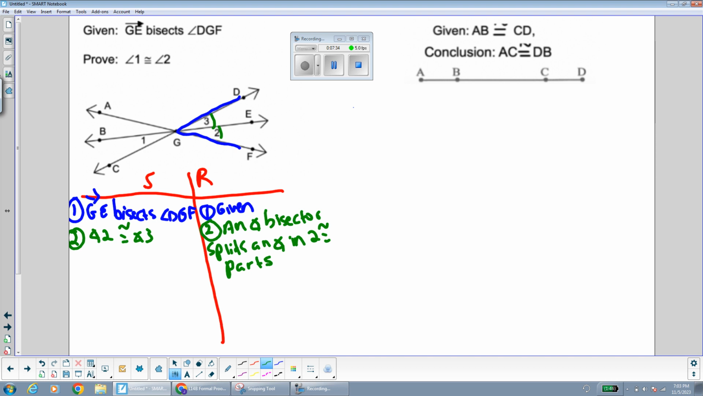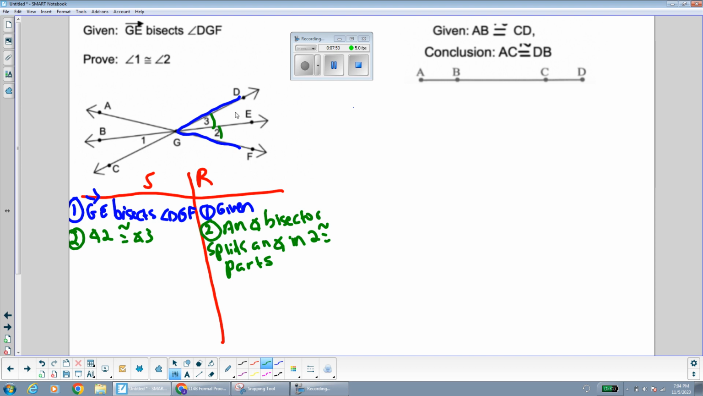My goal is to figure out something about angle 1 and angle 2. But I already know the relationship between angle 3 and angle 2. So if I can say something about angle 1 and angle 3, then I'll be able to relate them all to each other, which is what I need.